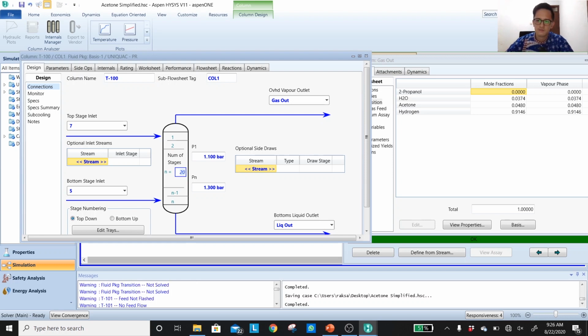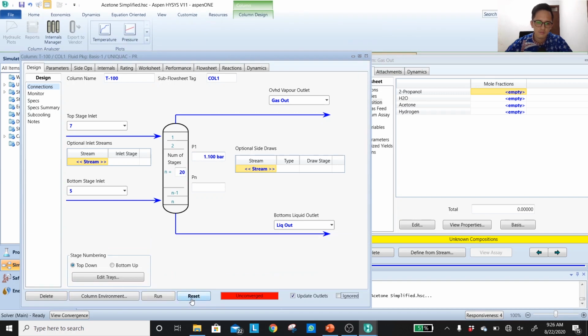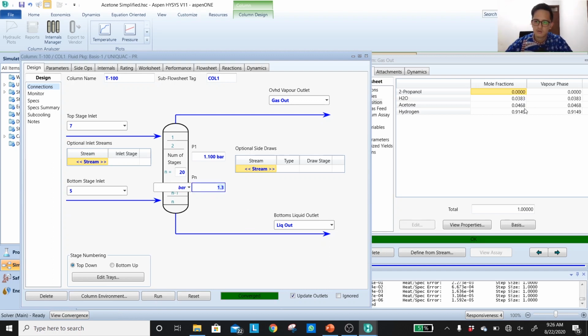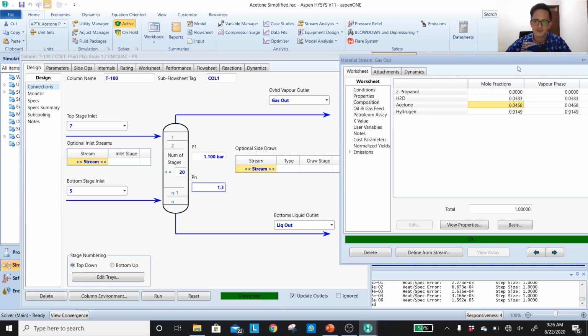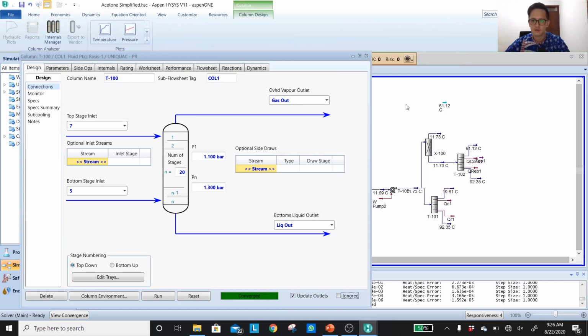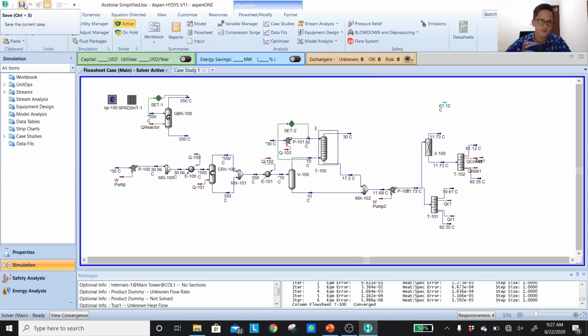Okay, pressure is still the same. You notice that the acetone reduces only slightly, by about 0.2%, I guess. So it's helpful, but not really helpful. Okay, and it still allows us to complete the rest of our simulation. So if you want to keep it as 20 stages, that's also fine.